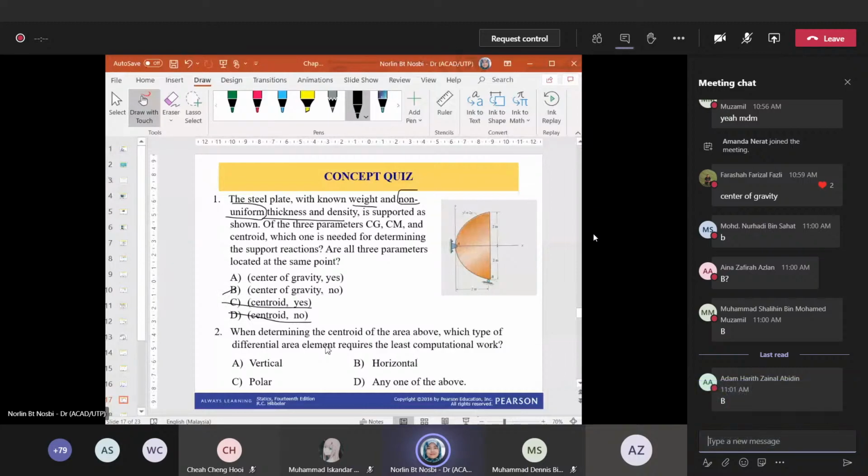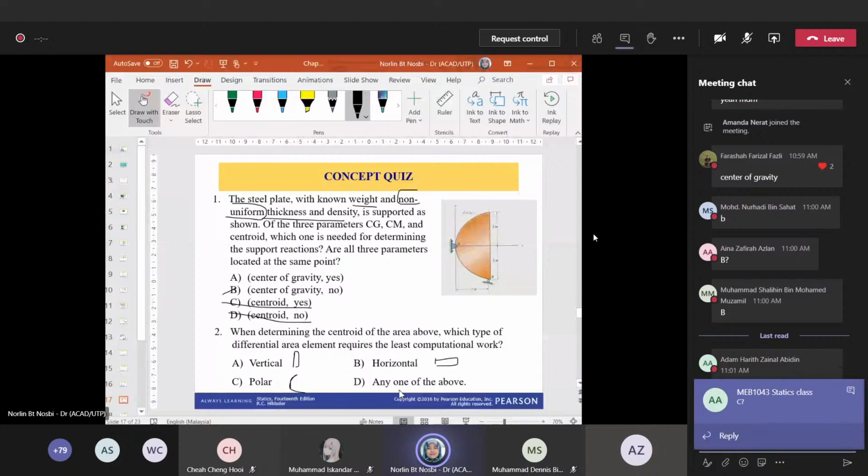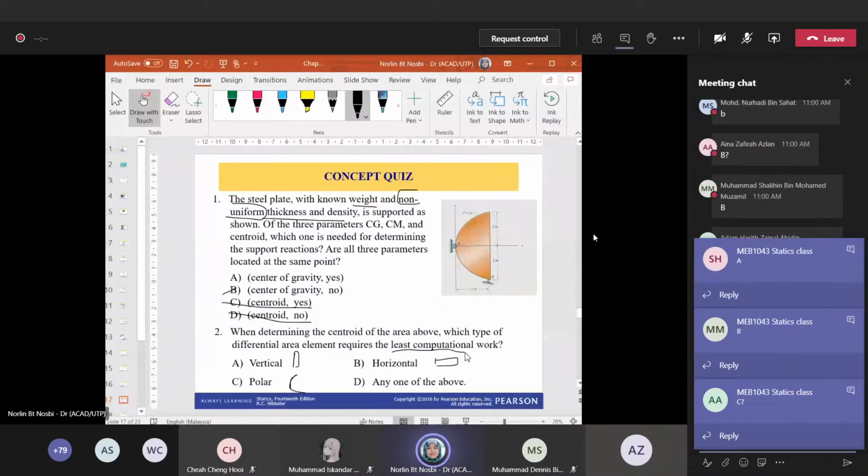Okay, question number 2. When determining the centroid of the area above, which type of differential area element requires the least computational work? Is it vertical, horizontal, polar, or none of the above? Which type shows the least computational work? Try to think on it.